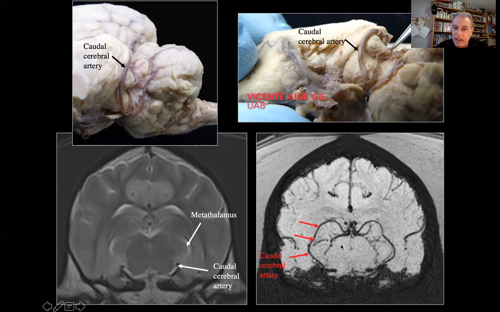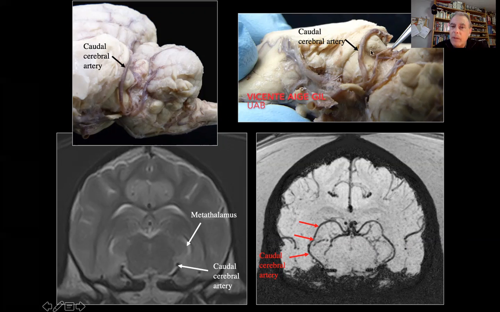What do we have here? Again, the mesencephalon with the mesencephalic aqueduct, the rostral colliculi. And here we have the mesothalamus. So as you see, this artery is going on the external aspect of the medial geniculate body, and then it is related also a bit caudally to the lateral geniculate body. So this is the caudal cerebral artery that's running up.